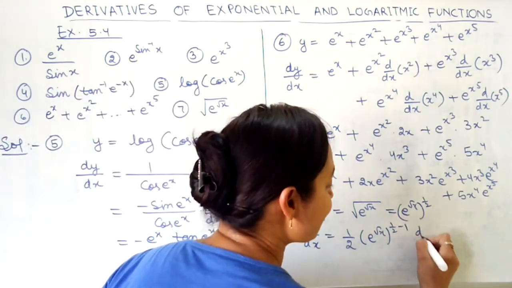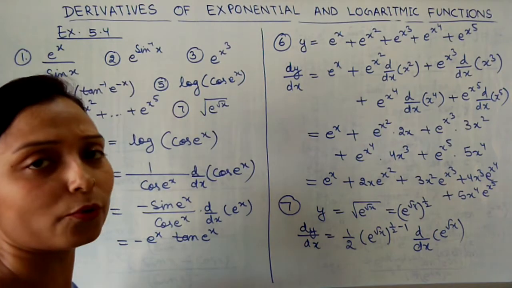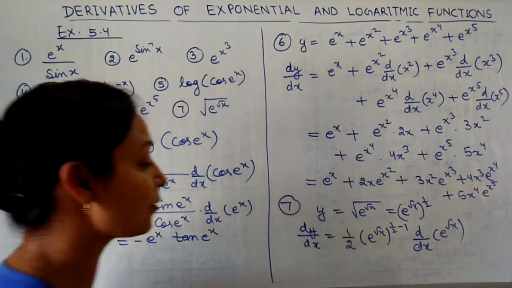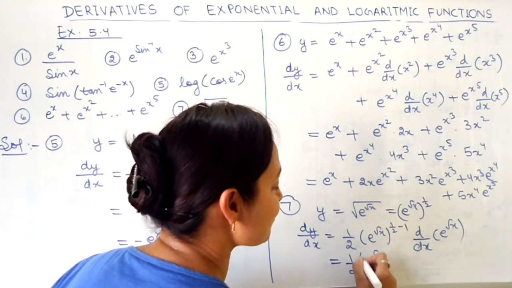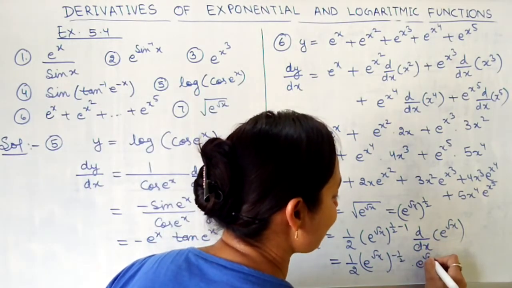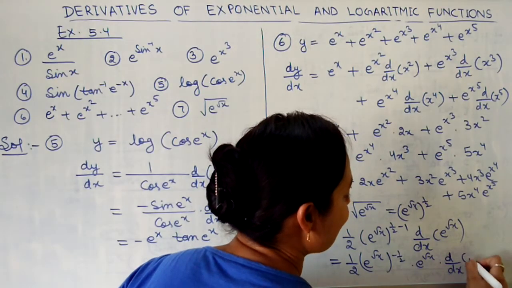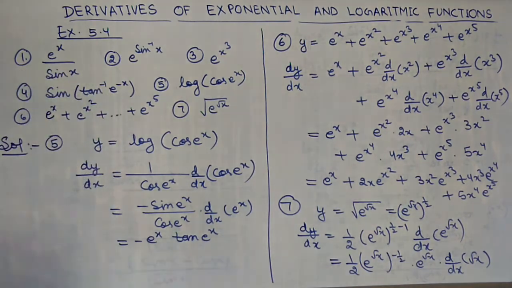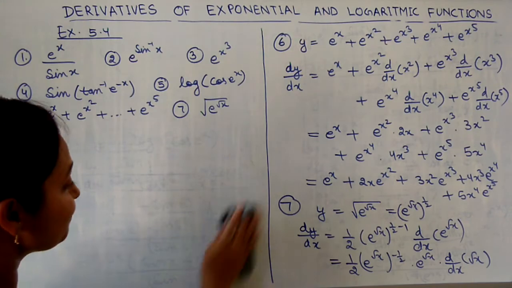And then the further derivative of e^(√x). You all know that the derivative of e^(√x) is always the same function, e^(√x), times the further derivative of root x. Root x means x raised to 1/2, and its derivative is 1/2 x^(-1/2). Okay, so I will do the question here.